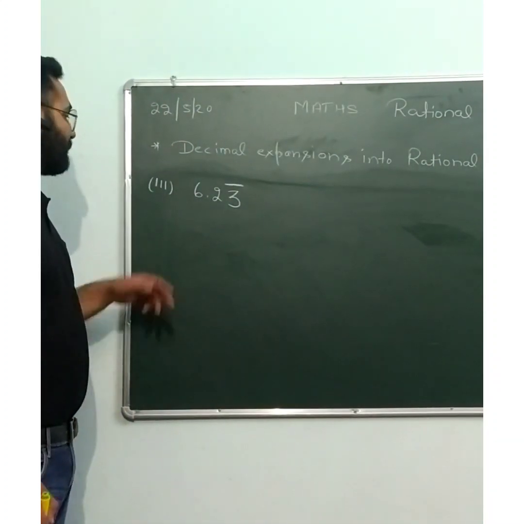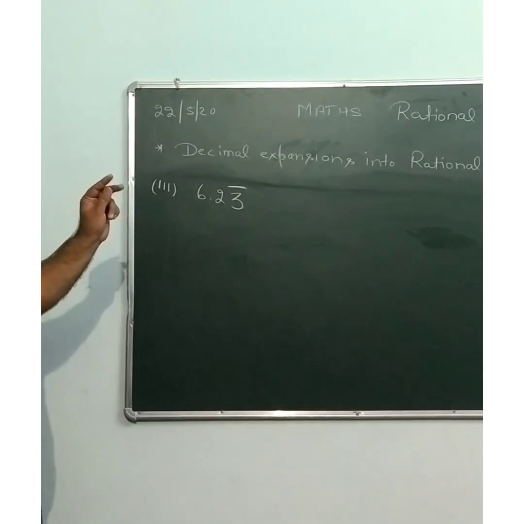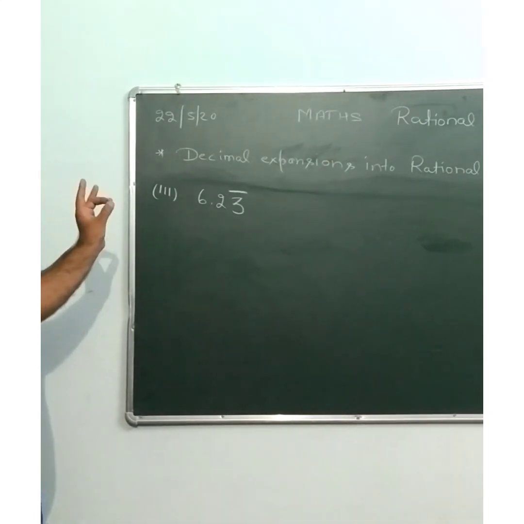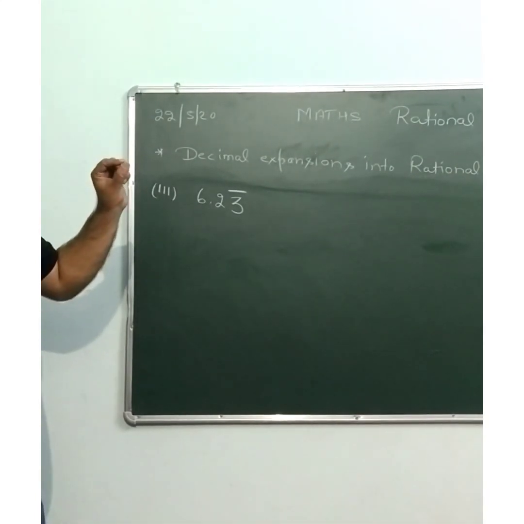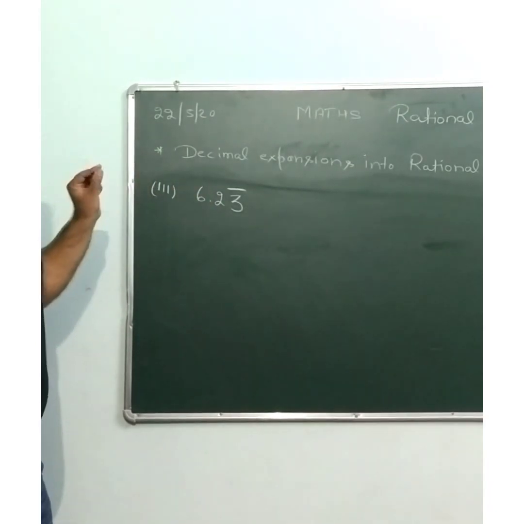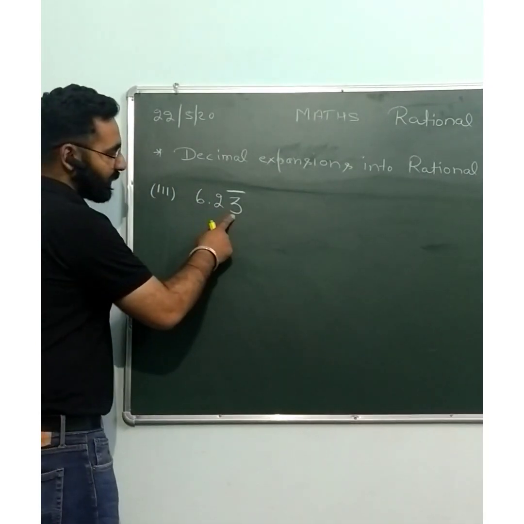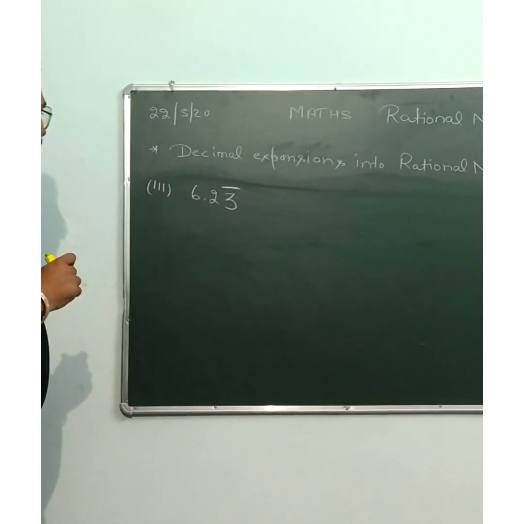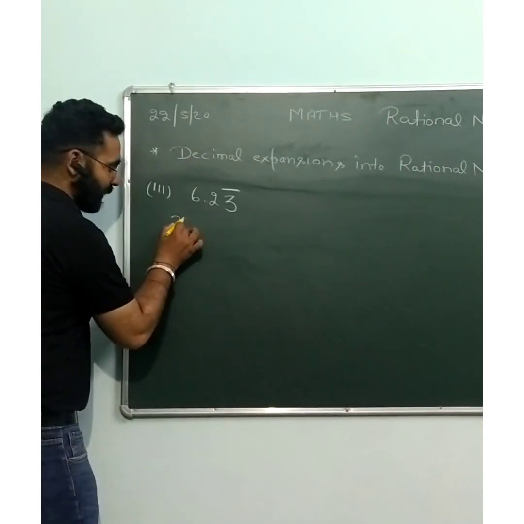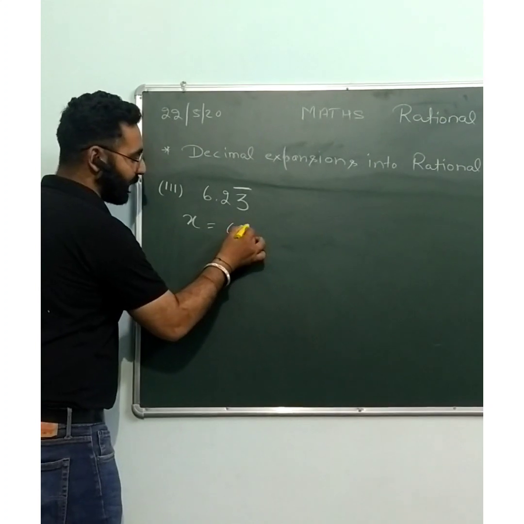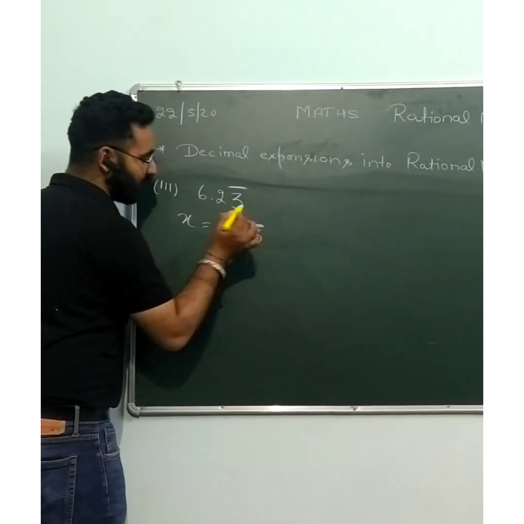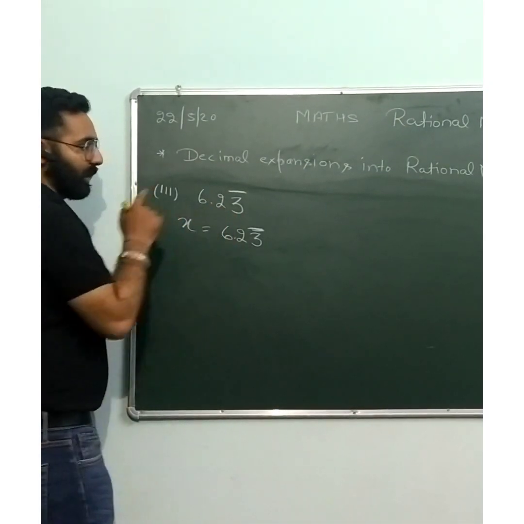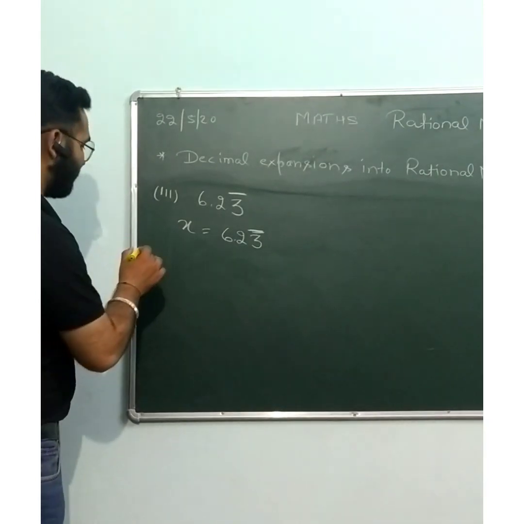In the same order, see the third example. It is different from the last two examples. In the first example you had 0.6 bar. In the second one, 0.35 bar. The bar was present on each and every digit after the decimal. But in this one, there are two digits after the decimal, but only one digit is repeating. So see how to solve it. First of all, the first step is the same: x is equal to 6.23 and the bar is on 3. Now first count how many digits are there after the decimal. There are two digits.